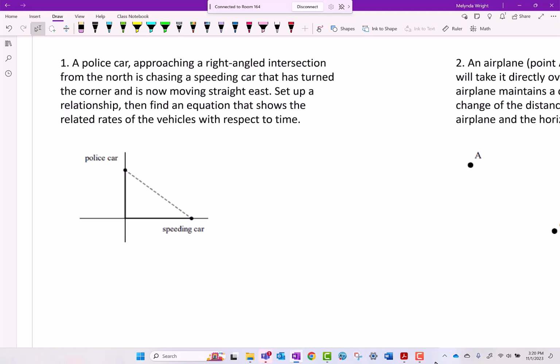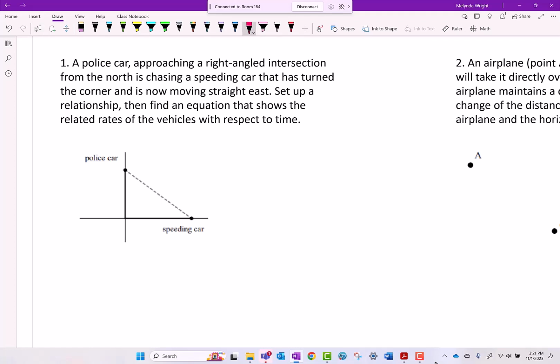Okay, so a police car approaching a right-angled intersection from the north. They went ahead and drew the picture for us. That was nice of them, wasn't it? We aren't always going to have a picture drawn for us, but that's kind of nice. So we've got the police car approaching the intersection from the north.